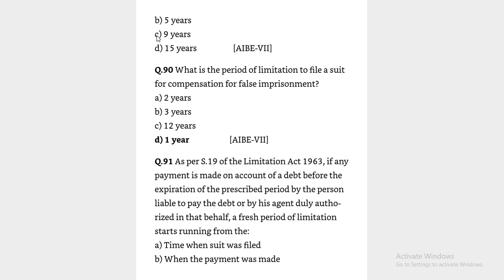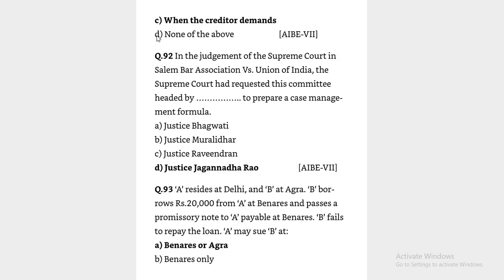As per Section 19 of the Limitation Act, if any payment is made on account of a debt before the expiration of the prescribed period by the person liable to pay the debt or by his agent duly authorized in that behalf, a fresh period of limitation starts running from when the payment was made. That is the right answer.